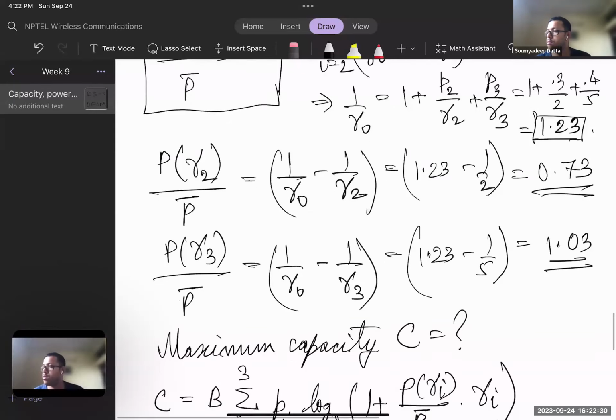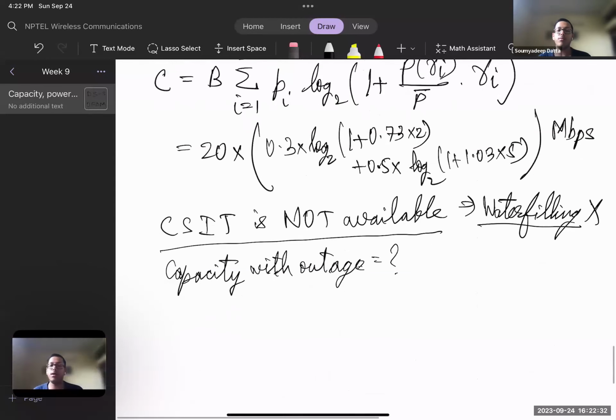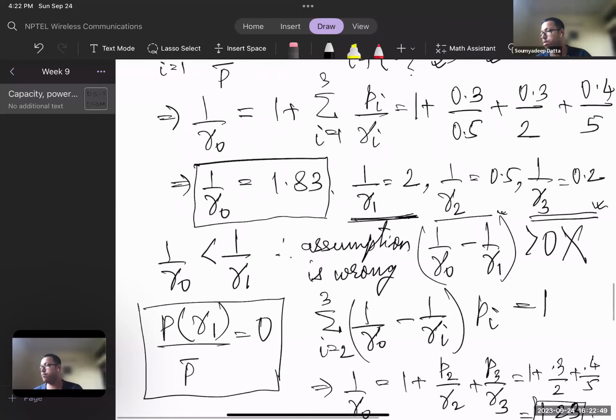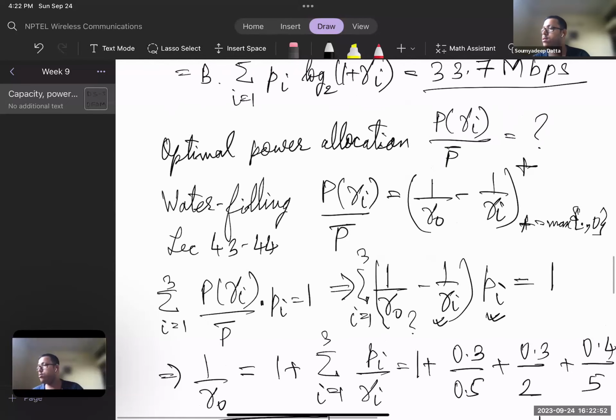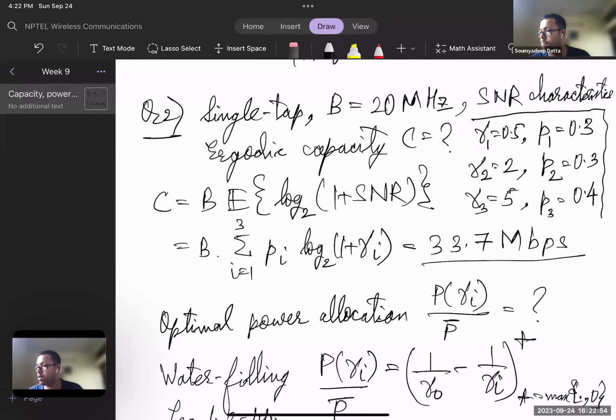I hope you understood, right? So now you cannot do water filling. Unfortunately, you cannot. What is the best you can do? You are asked what the capacity with outage is. Statistically, you know that this is the statistical behavior of the channel. But what you don't know is, in the current time instant, whether it is gamma 1, gamma 2, or gamma 3.